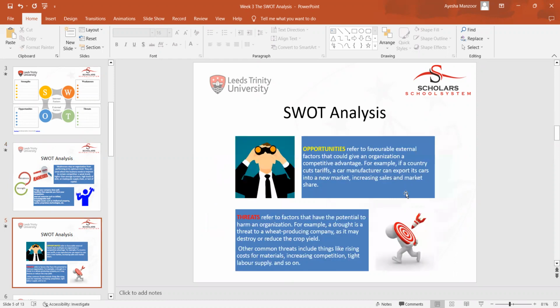And then we moved forward towards opportunities and threats, which are the external factors. Opportunities refer to favorable external factors that could give an organization a competitive advantage. For example, if a country cuts tariffs, a car manufacturer can export its cars into a new market, increasing sales and market share. We also discussed some brand names and what the opportunities could be for a brand if it is not successful in a particular market, and how they can expand their business into other markets to increase their sales and market share.